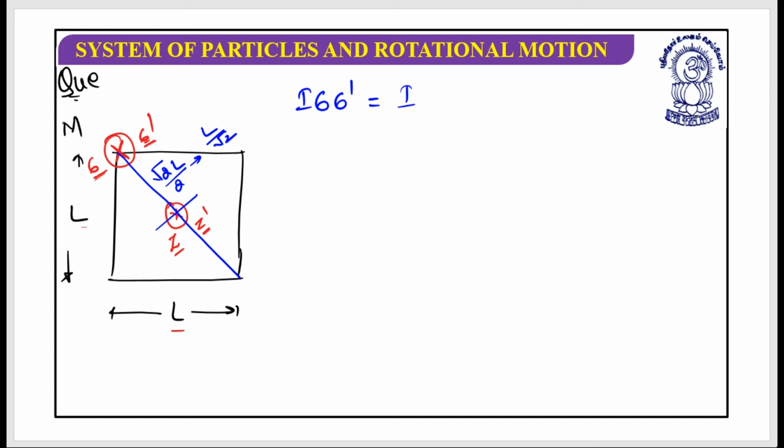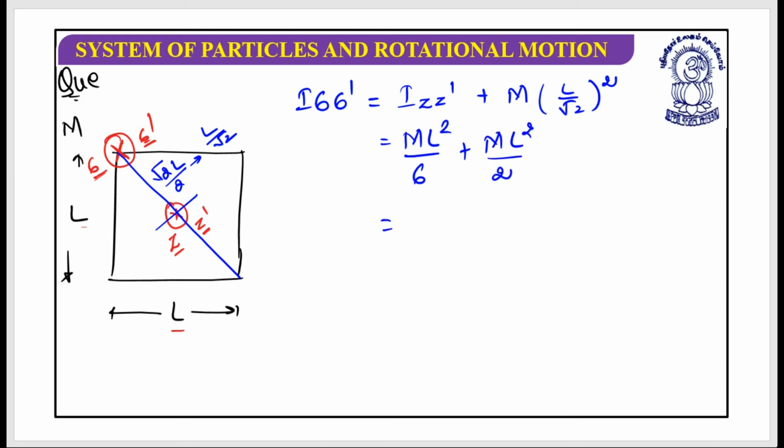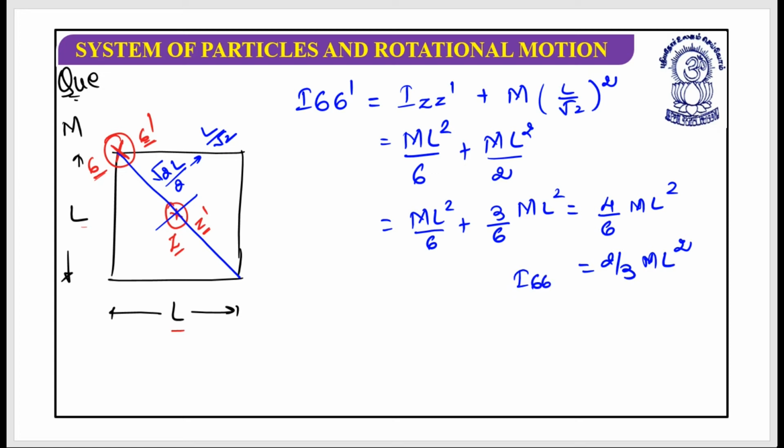It is IZZ dash plus m into L by root 2 whole square. While IZZ dash is ml square by 6 plus ml square by 2. If I write this, it is ml square by 6 plus 3 by 6 ml square. This would be 4 by 6 ml square, and 4 by 6 is 2 by 3 ml square. This is I66 dash. Did you get this?